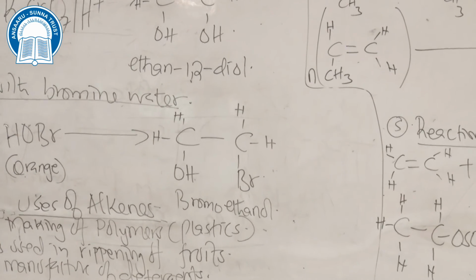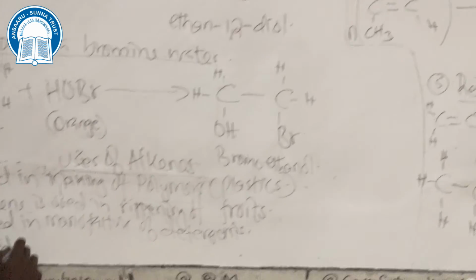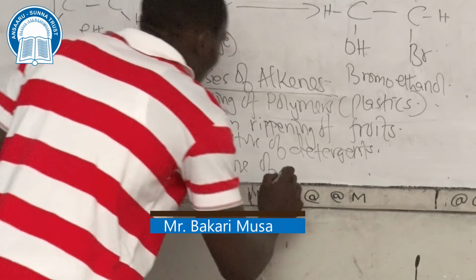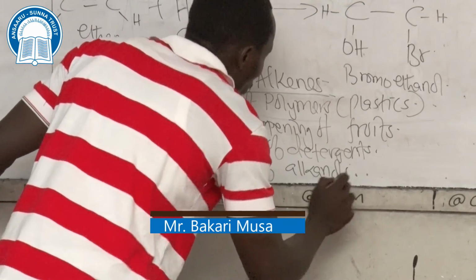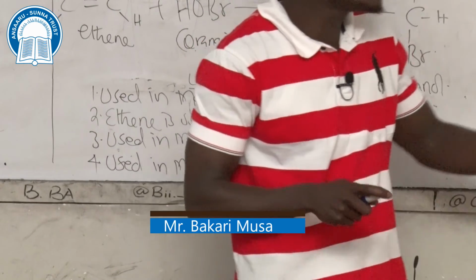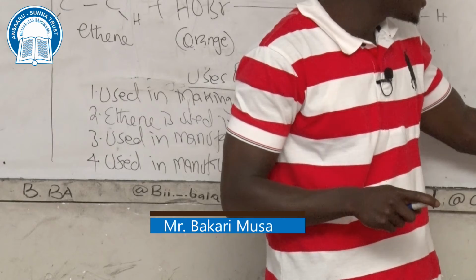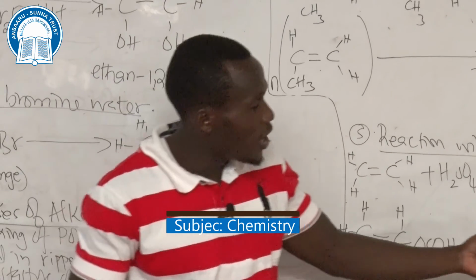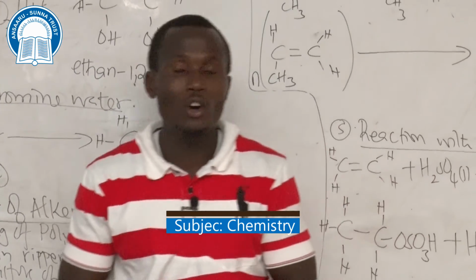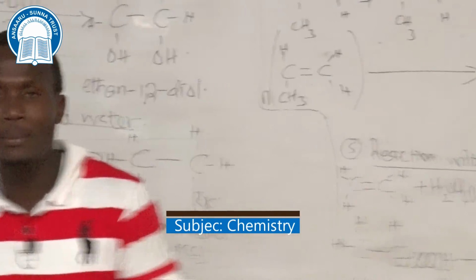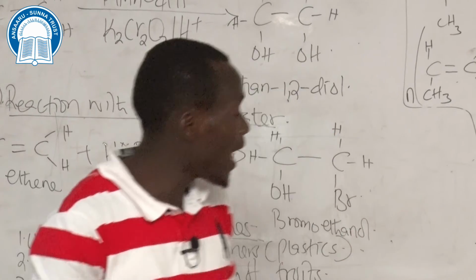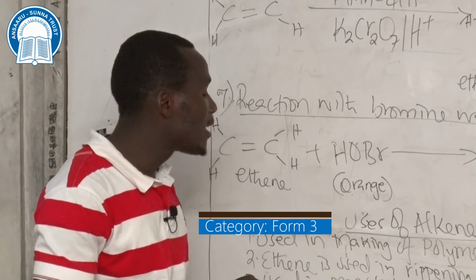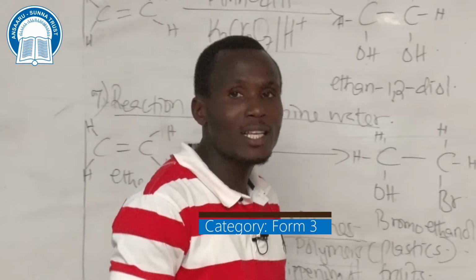The fourth one is used in the manufacture of alkanols. Just as we have seen here, ethene has been used. We carry out hydration, then we manufacture ethanol. We can also react them with steam to prepare alcohol, under the large scale manufacture of alcohols. So these are some of the uses of alkenes.